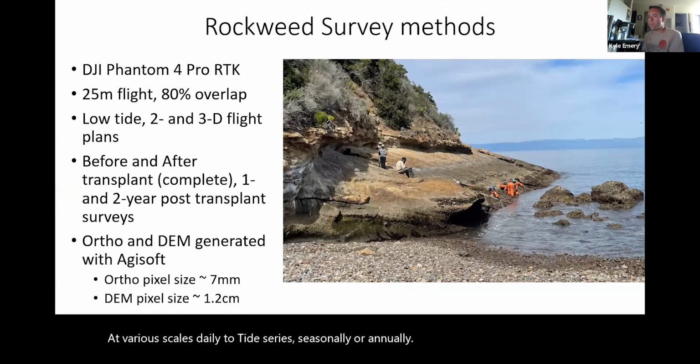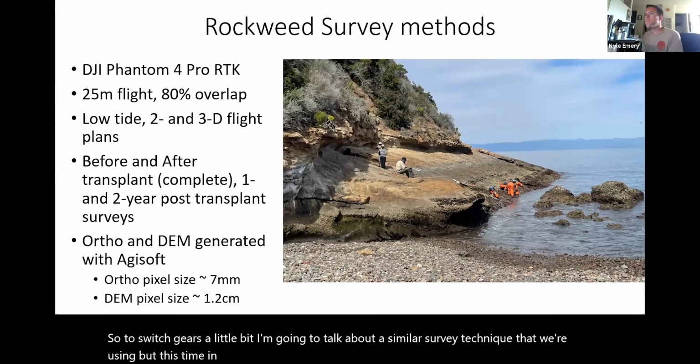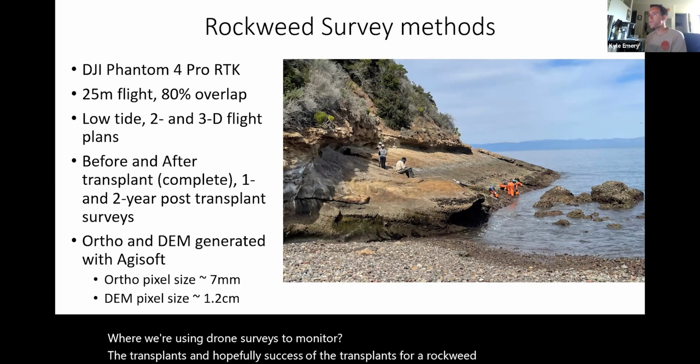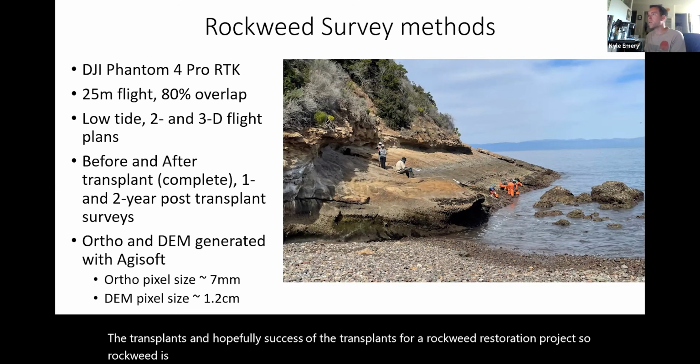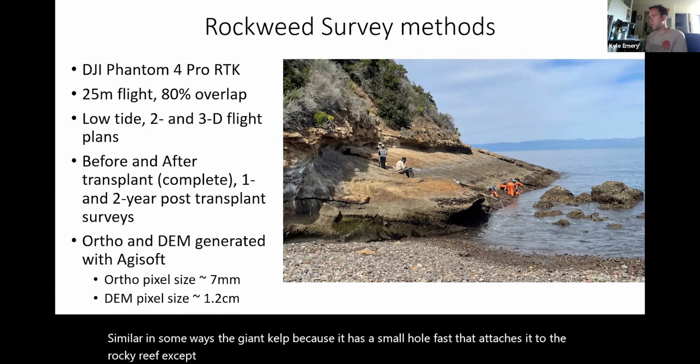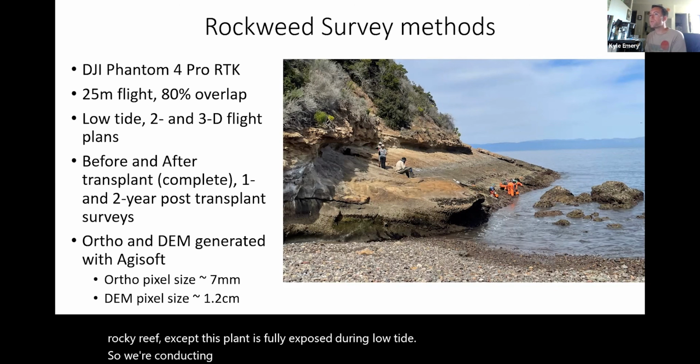So to switch gears a little bit, I'm going to talk about a similar survey technique that we're using, but this time in the rocky intertidal, where we're using drone surveys to monitor the transplants and hopefully success of the transplants for a rockweed restoration project. So rockweed is a brown macroalgae that grows in the rocky intertidal, similar in some ways to giant kelp because it has a small holdfast that attaches it to the rocky reef, except this plant is fully exposed during low tide.